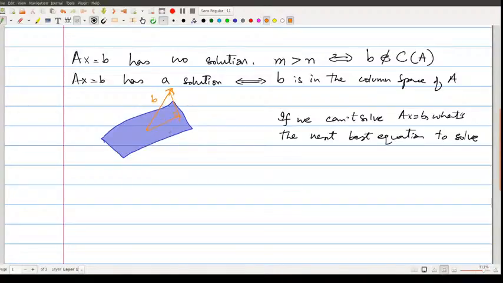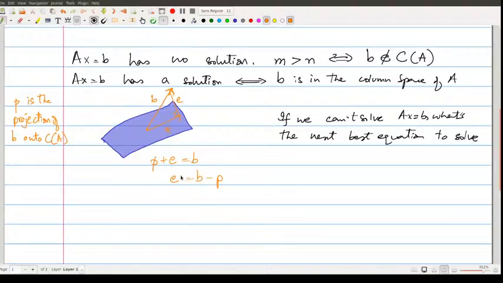And so I'm going to call this p, which is the projection of b onto the column space of A, right? And let's call this vector e. So the idea is p plus e will give me b, which means e is basically b minus p. Okay, so that's really what we're talking about.